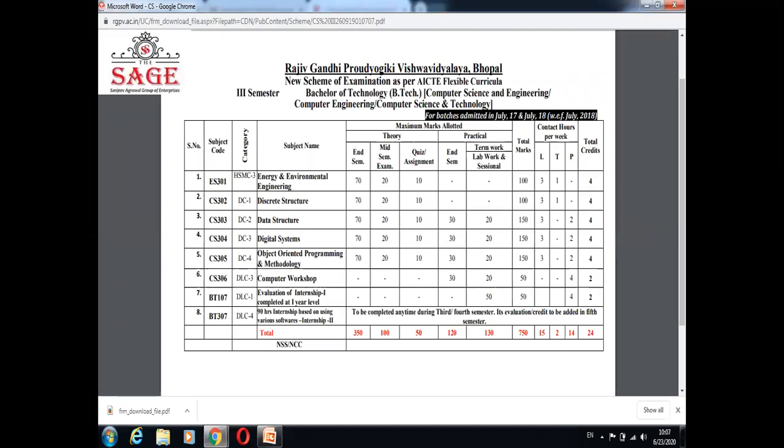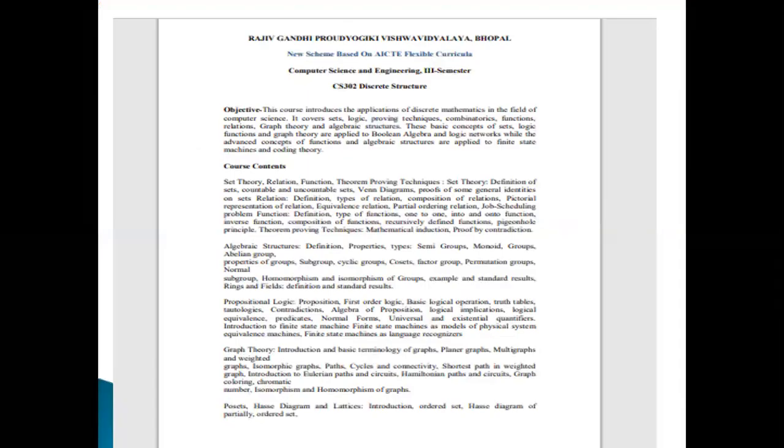First, I would like to discuss the scheme of BTech third sem students. In this scheme, discrete structure has the code CS302. This paper is of 100 marks. 70 marks are for the end-semester RGPV exam, 20 for mid-semester marks, and 10 for quiz or assignment marks. This is the syllabus of discrete structure.